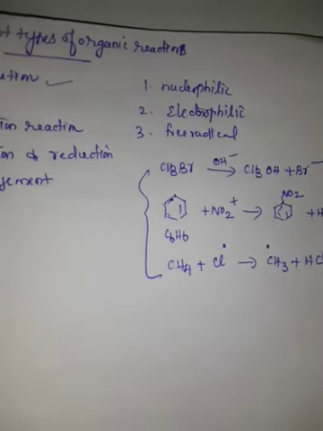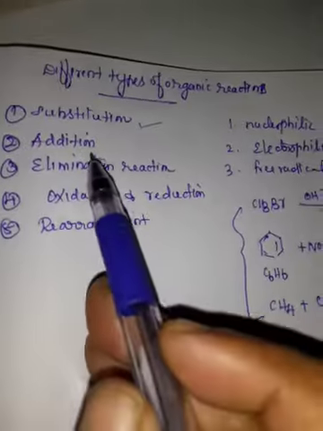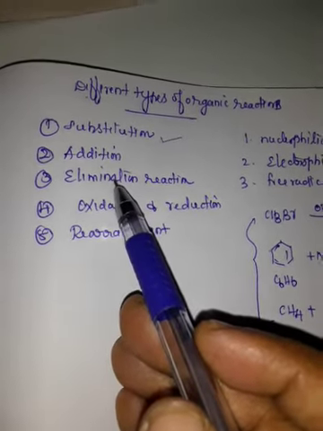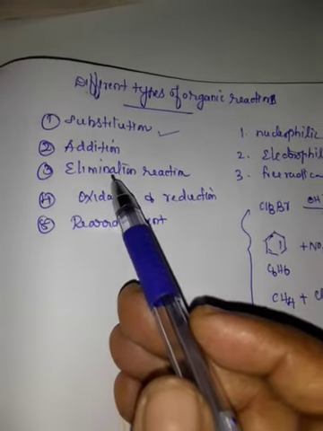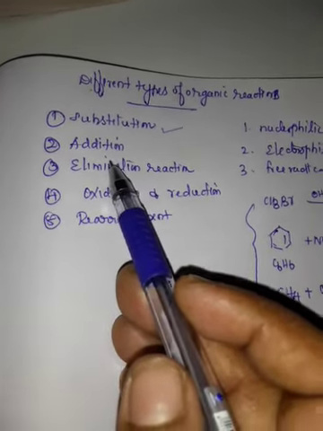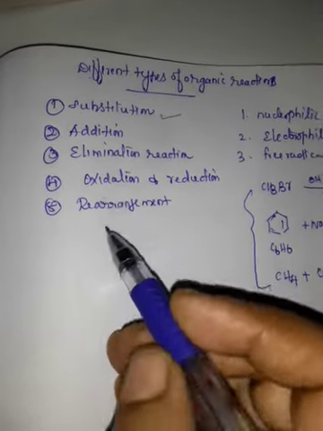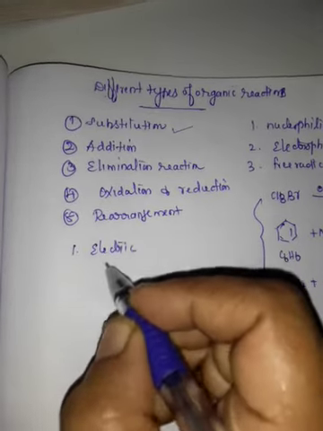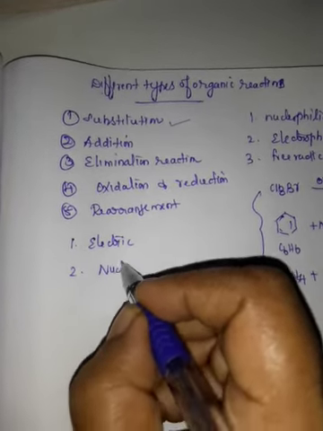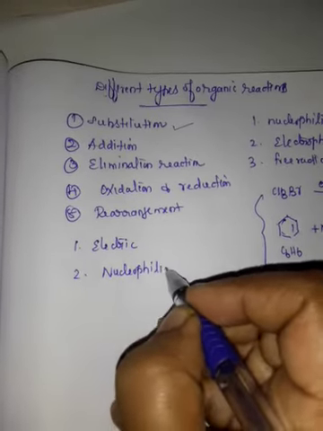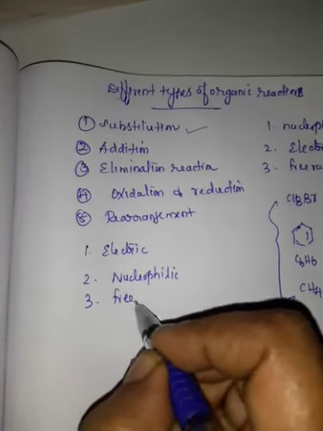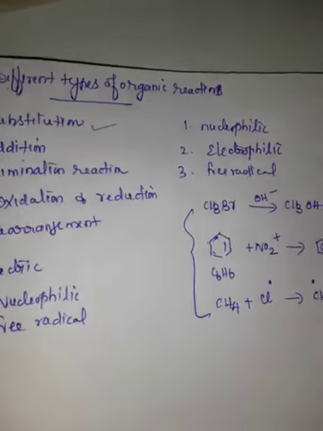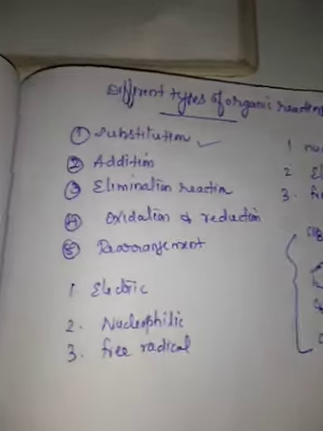Now addition reaction. Addition reaction means 2 molecules combine to give a single product. This is also classified into 3. Number 1, electrophilic addition. Number 2, nucleophilic addition. Number 3, free radical addition.